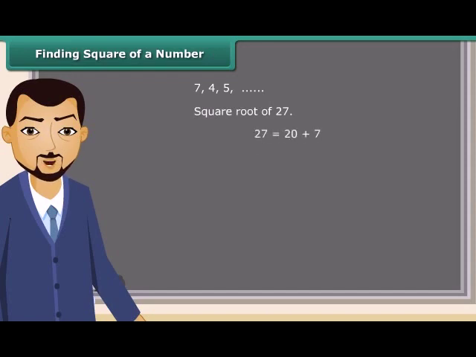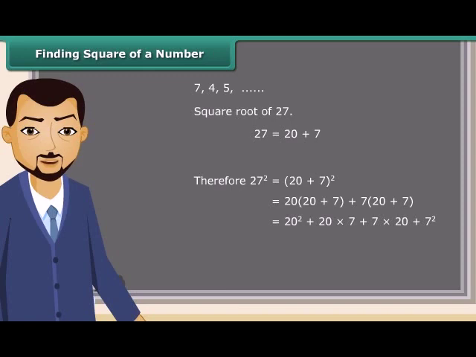We know 27 is a sum of 20 and 7. Therefore, a square of 27 is equal to (20 + 7) whole square, which is equal to 20 into 20 plus 7 plus 7 into 20 plus 7, which is equal to 20 square plus 20 into 7 plus 7 into 20 plus 7 square, which is equal to 400 plus 140 plus 140 plus 49, which is equal to 729.